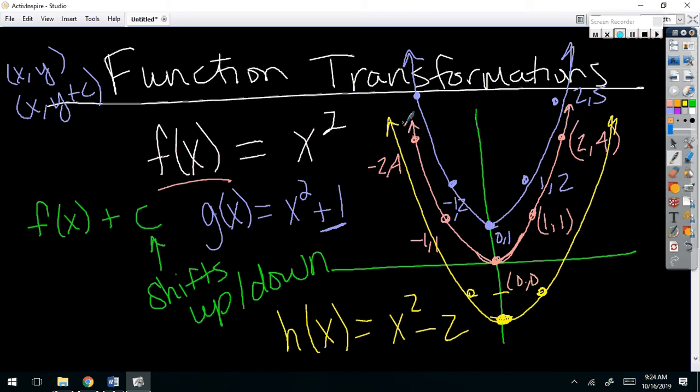All right, everybody okay on vertical translations? Up, down. Those are the first 2 rows on your little cheat sheet.